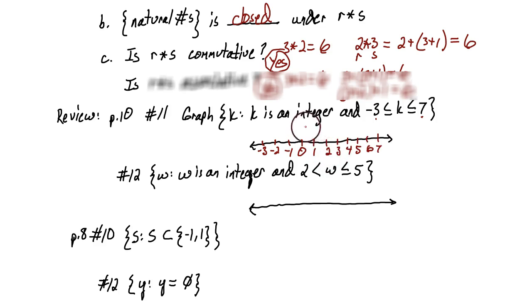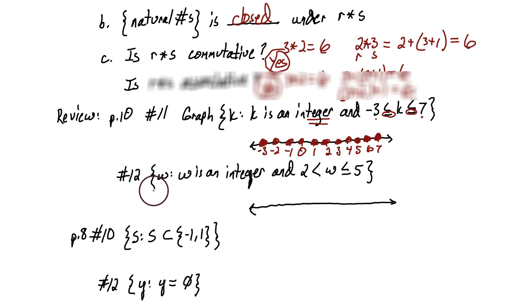We're not going to do shading because we're looking for integers only, so we will have dots. Our first dot is at -3 because the k can be equal to the -3. When we look at the 7, we also have the or equal to symbol, so there's a dot at 7. And then we want to put dots for all integers in between those.